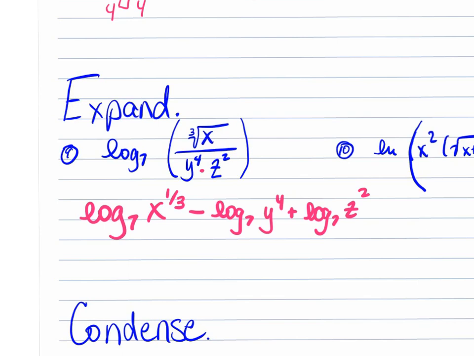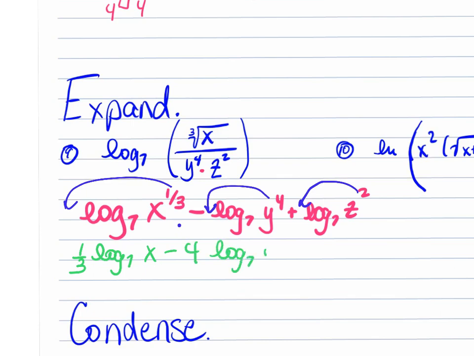So now, what do I do with all of these lovely exponents? What do they become? They become numbers in the front. They become coefficients. So 1/3 goes here, 4 goes here, 2 goes here. So my final answer would be 1/3 log 7 of x minus 4 log 7 of y plus 2 log 7 of z.